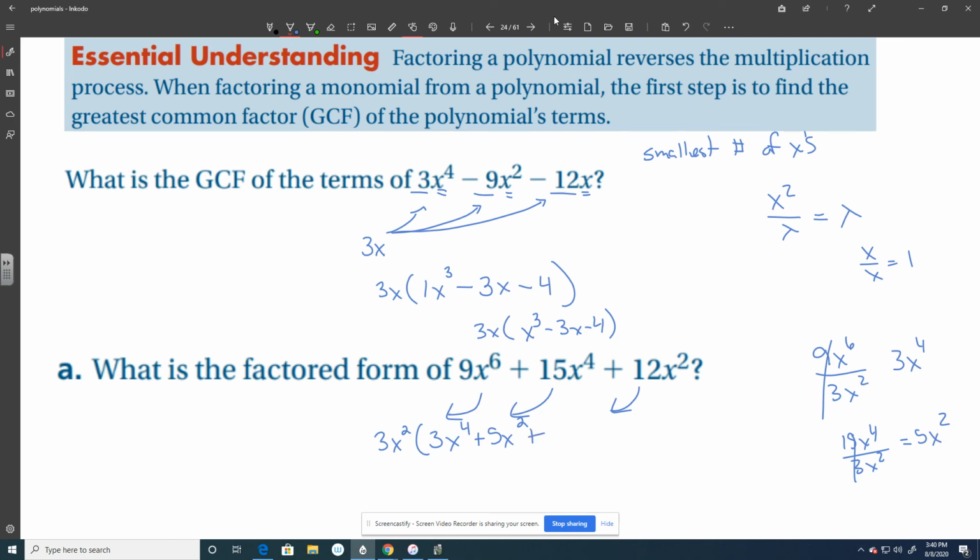Now 12 divided by 3 is 4. X squared divided by x squared cancels out. There's no x's left. So that would be my final answer. So my answer would be 3x squared multiplied by 3x to the 4th plus 5x squared plus 4. And if you're not sure if you did it right or not, you can always distribute and see if you end up back where we started to see if you factored it correctly.